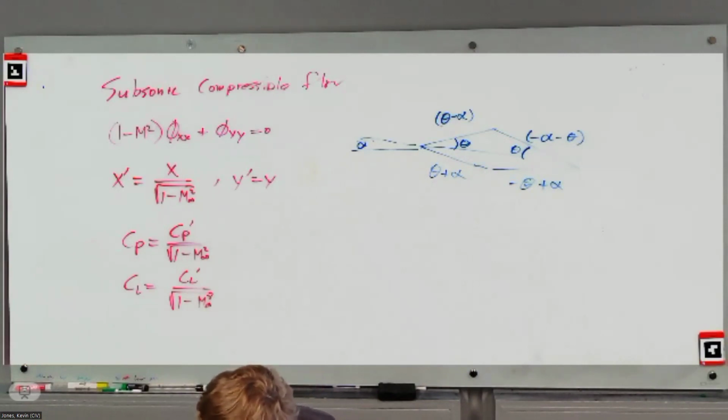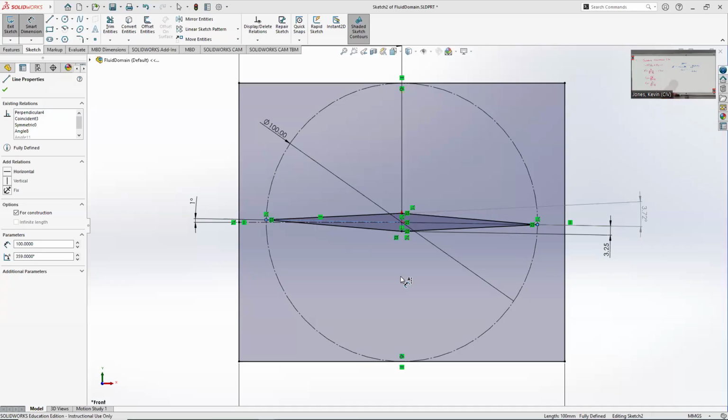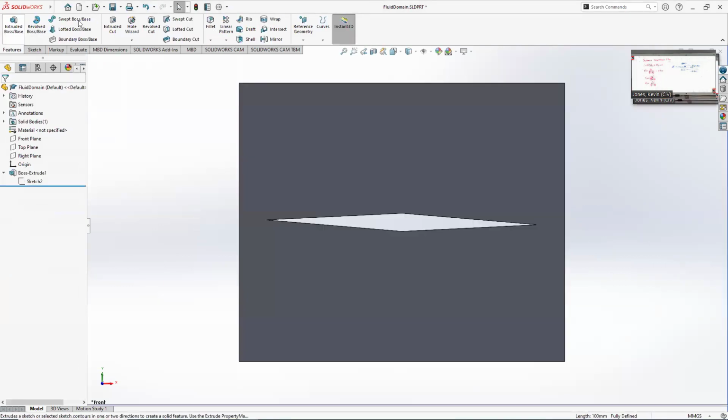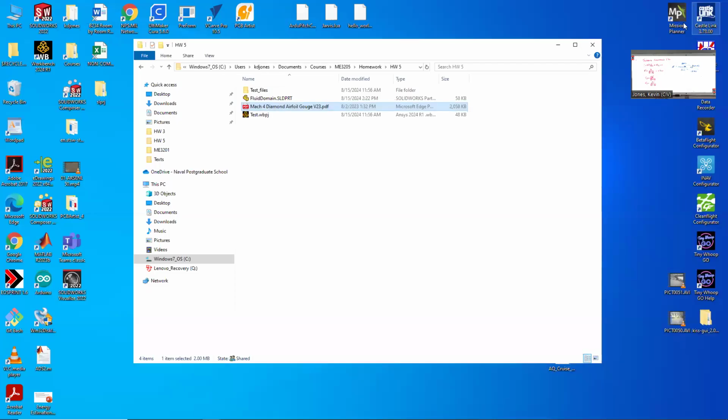All right, let's go back to sharing. All right, so anyway, that's my geometry. Let's go and get out. I think it's already saved. Let's save it again just in case. And let's start up ANSYS here.